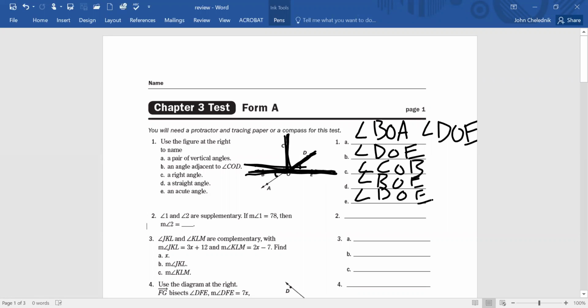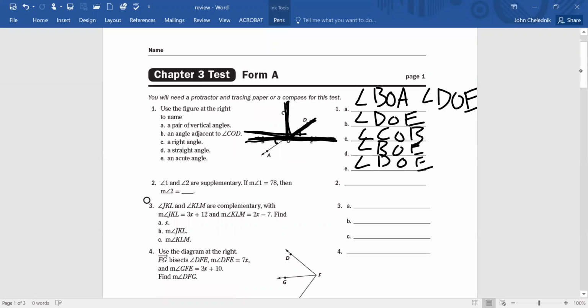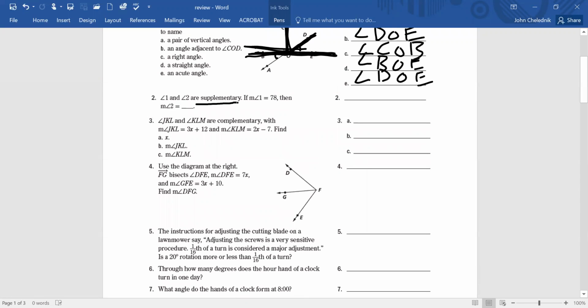Number two, it says angle 1 and angle 2 are supplementary. If the measure of angle 1 equals 78, then what does the measure of angle 2 equal? Supplementary means they add up to 180. So to solve this, we're going to take 180 minus 78, and that gives us our answer of 102.